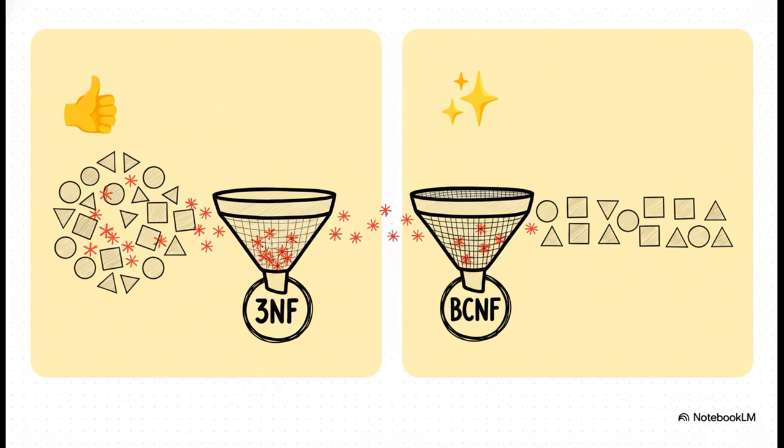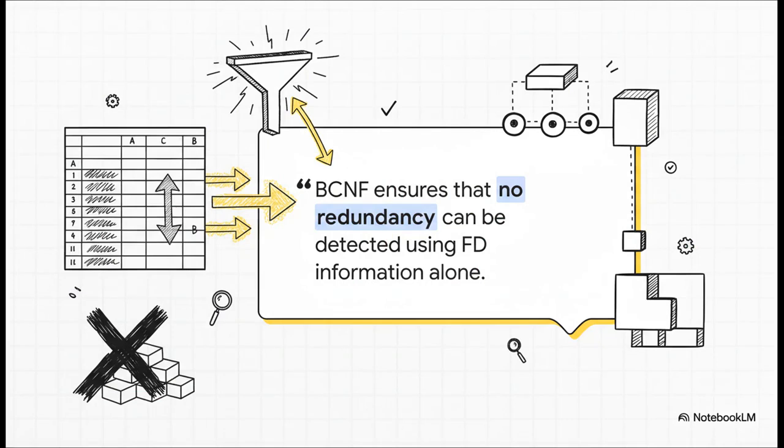Anytime you have a dependency where A determines B, that A has to be a superkey, meaning it has to be a unique identifier for a row. No ifs, ands, or buts. This just cleans up a few really obscure edge cases that 3NF might occasionally let slide. This quote from the Ramakrishnan textbook really just nails it. The goal of BCNF is to make sure there's absolutely no redundancy you can find using just those functional dependency rules. It's like the final sweep to make sure everything is perfectly organized.